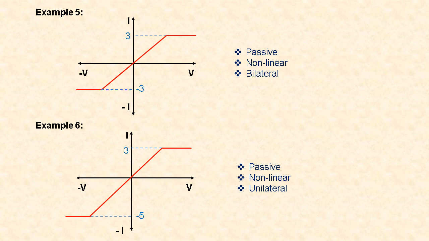So you should also see the points. Just by seeing the figure you can't tell whether it is bilateral or unilateral. You should see the VI points in either directions.